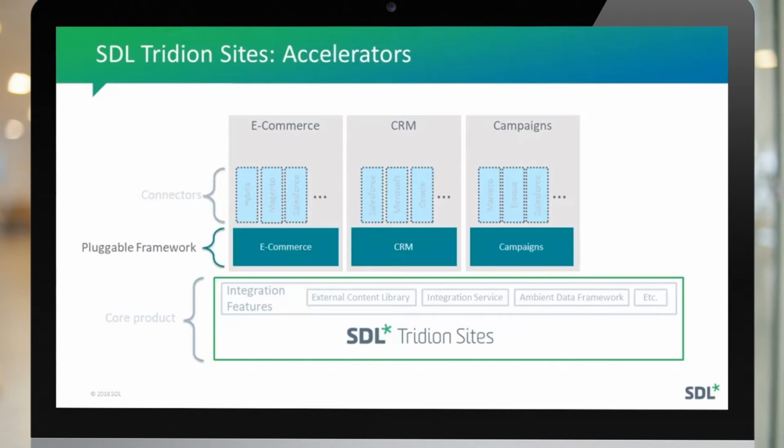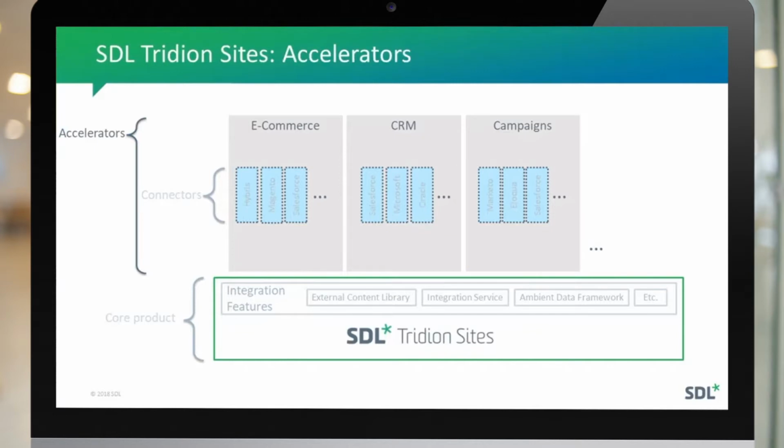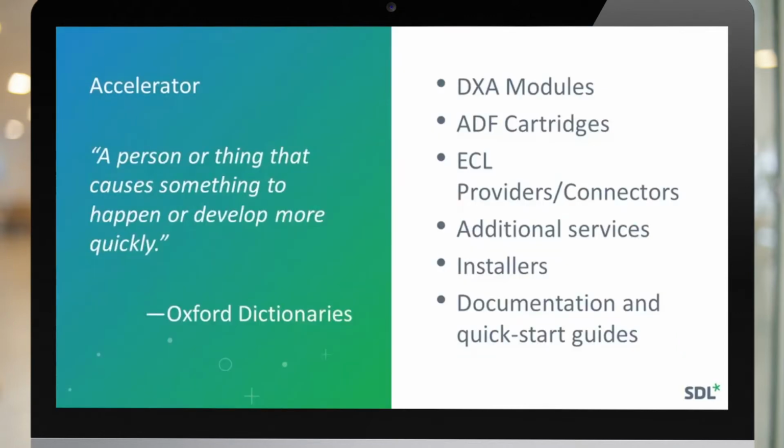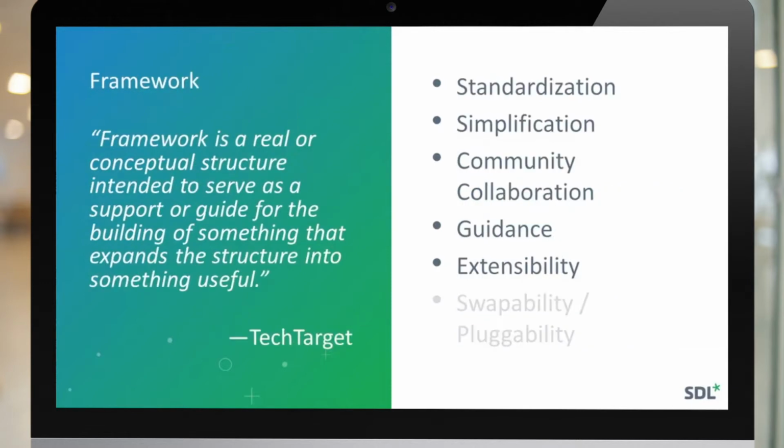So this is kind of an animated version of what I just went over. Pluggable connectors and frameworks. And we should be on the accelerator page. And these are meant to be easily installed, give guidance to implementers, and pluggable with out-of-the-box connectors. For example, in the e-commerce framework accelerator, you have DXA modules, an ADF cartridge, might apply, providers, additional services, installers. So everything you need to get started is in the box.